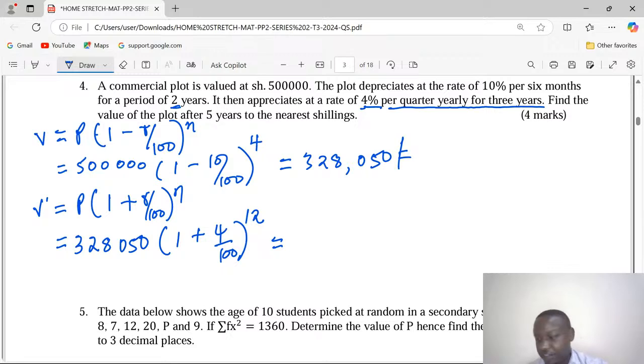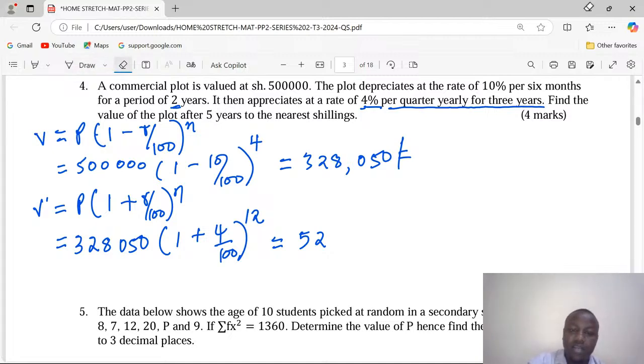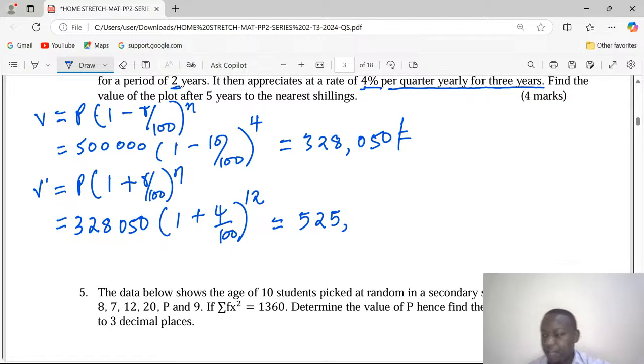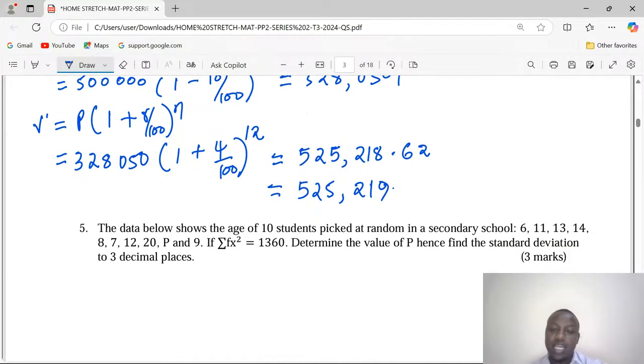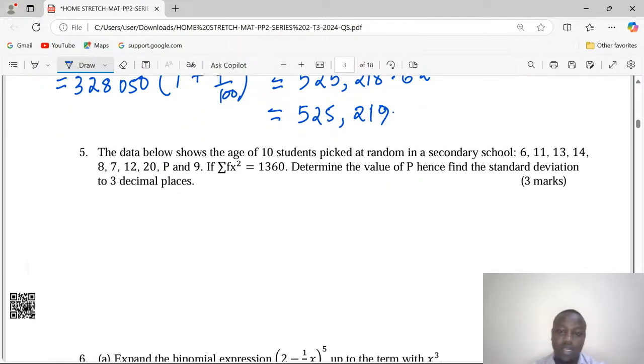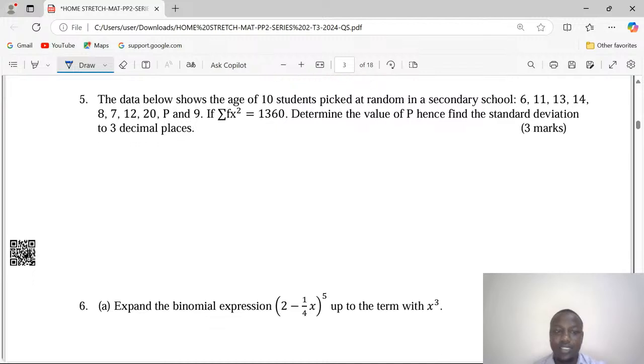Therefore, the value after 5 years is going to be 525,000 to 18.62. But you've been advised to do it to the nearest shilling. So it will be 525,219 Kenya shillings. So that is the value, Kenya shillings.